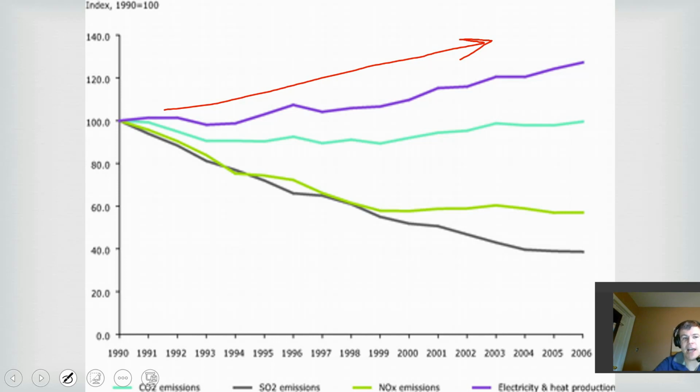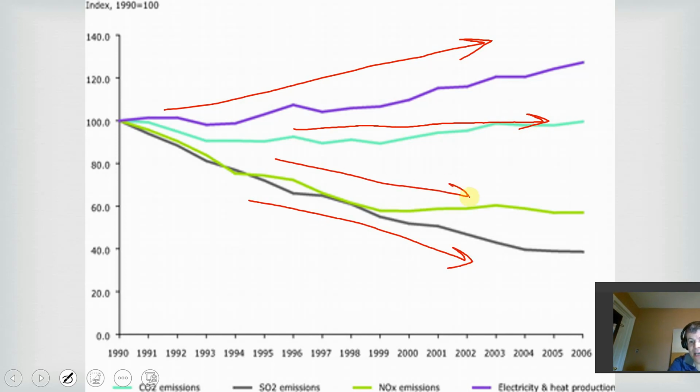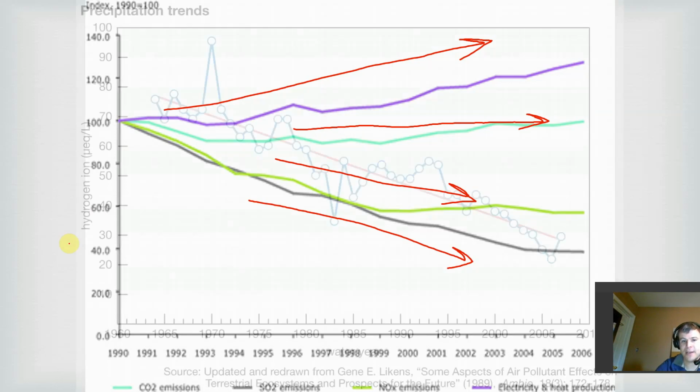But at the same time, we've been keeping carbon dioxide fairly flat, which is good, and we have been decreasing the sulfur dioxide and decreasing the nitrogen oxide emissions. So that's good news. Even though we're producing more electricity, more heat, we are lowering the pollution, and that's really good news. Especially in North America, we've worked really hard at this.